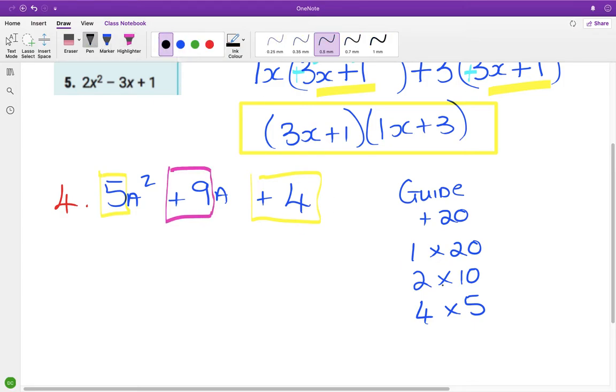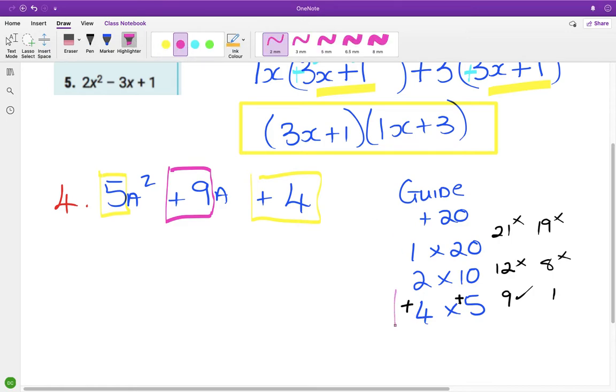Okay, so with the 1 and the 20, I can add them to get 21, which is not going to work, or I can minus them to get 19, which is not going to work. Okay, the 2 and the 10, if I add them, I'm going to get 12, which is a no. If I minus them, 10 minus 2 is 8, so that's a no. Okay, so here, if I add them, 4 plus 5 makes 9. Excellent. If I minus them, I get 1. So adding is going to work. So if I go a plus and a plus, then that is my choice. There it is.